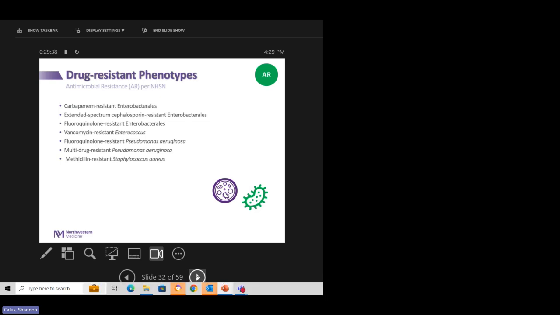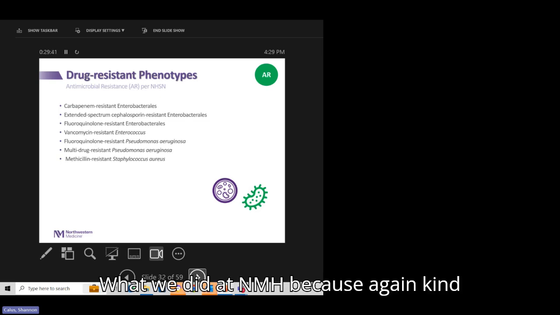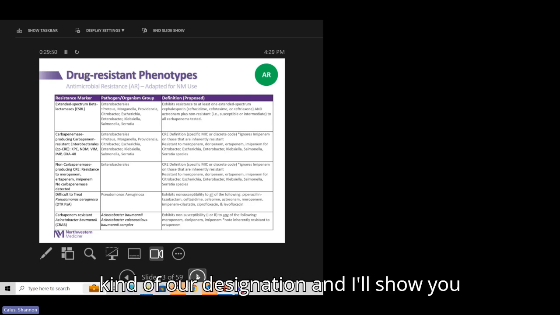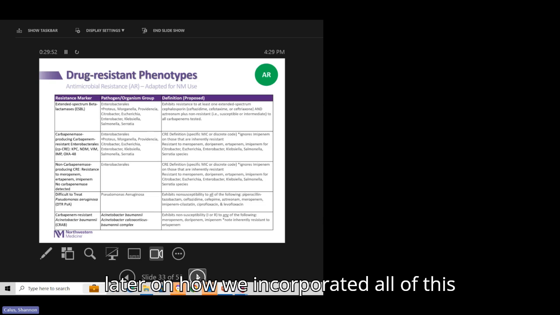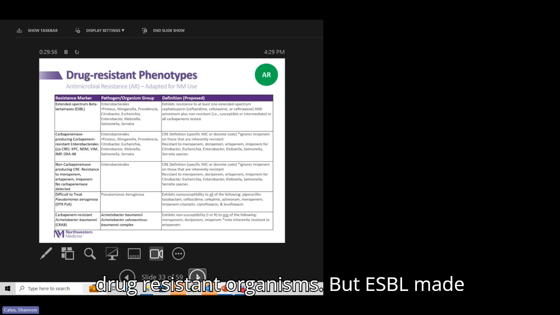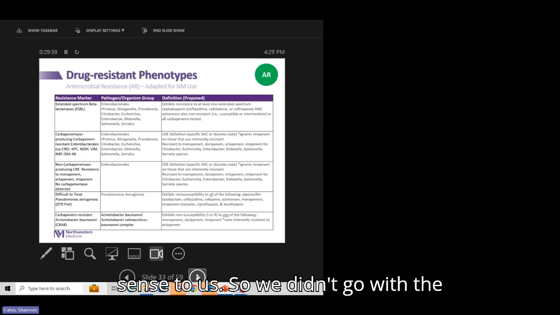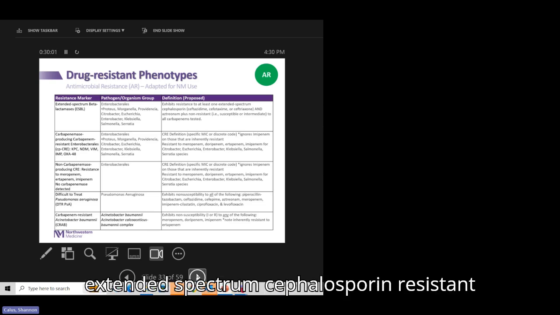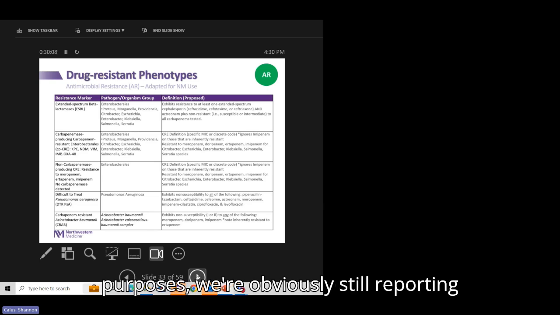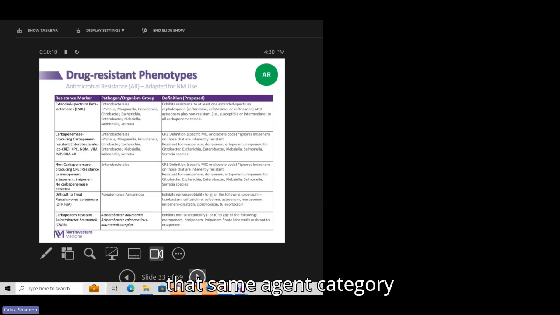And then MRSA. What we did at NMH, because again, definitions vary slightly, is we adapted these. So we report based on ESBL. So we still use ESBL as our designation. And I'll show you later on how we incorporated all of this into a dashboard report for these multi-drug resistant organisms. But ESBL made sense to us, so we didn't go with the extended-spectrum cephalosporin-resistant Enterobacterales. However, for NHSN purposes, we're obviously still reporting that same agent category.